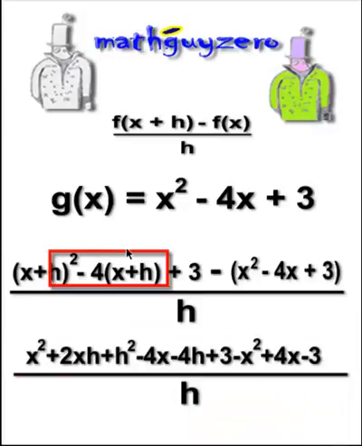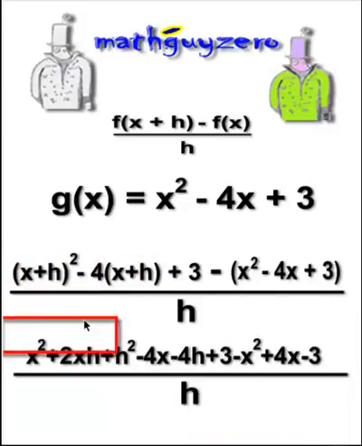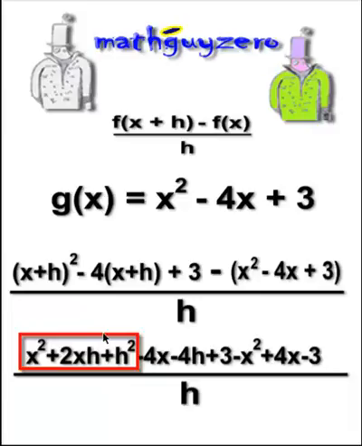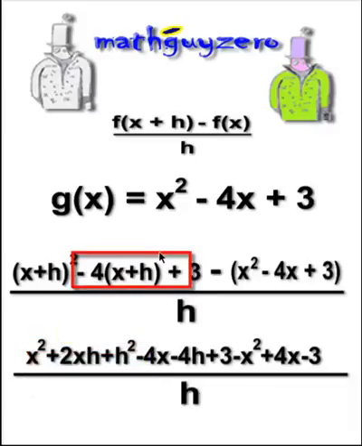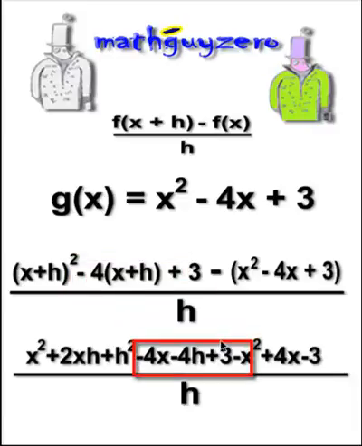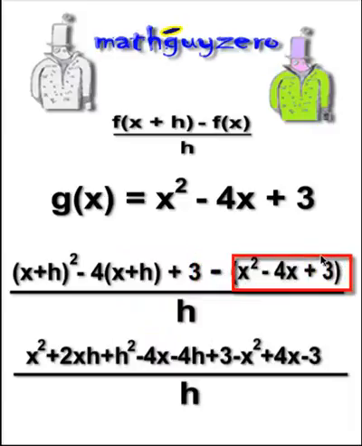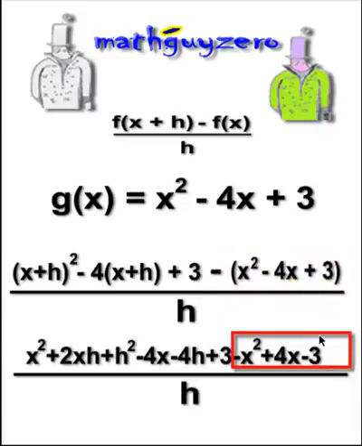This part right here, x plus h squared, comes out to that. You should know that when you square any two-term item and they're both positive and you're adding them, it always comes out in this format. This part, negative 4 times x plus h, is this right here. Negative 3 stays the same. And when you subtract, always subtract with parentheses because you're subtracting the entire function. That's a common error, to get these signs wrong. But if you subtract the entire thing, you get this.